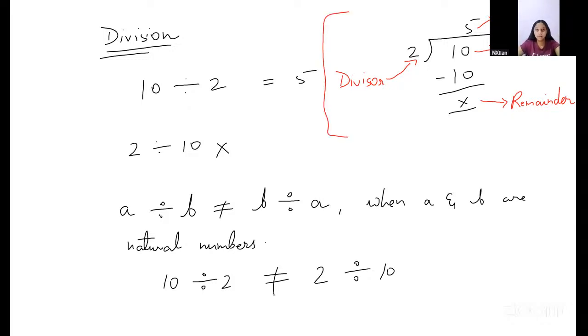So today we will stop here. We saw the parts of division. We saw the first property. Now we will meet on Monday and we will see the rest of the properties of division.